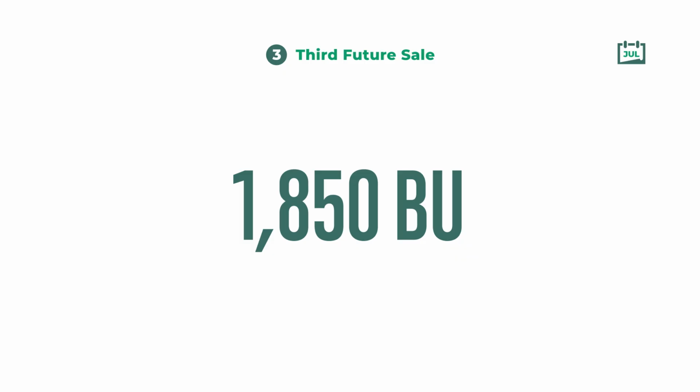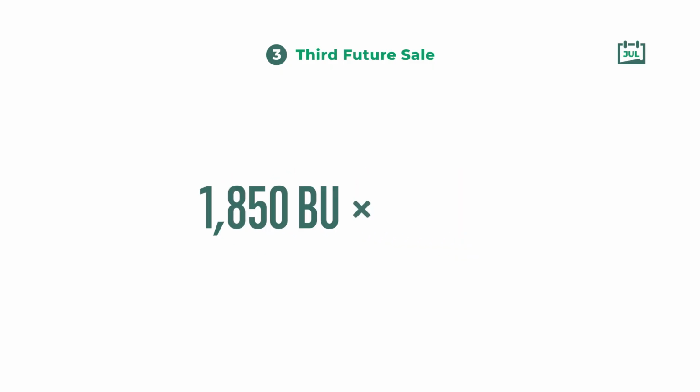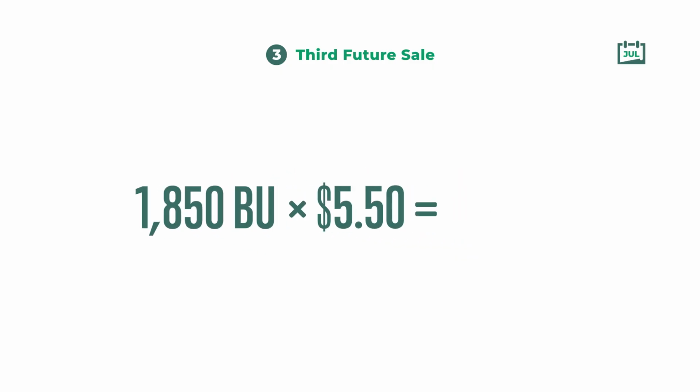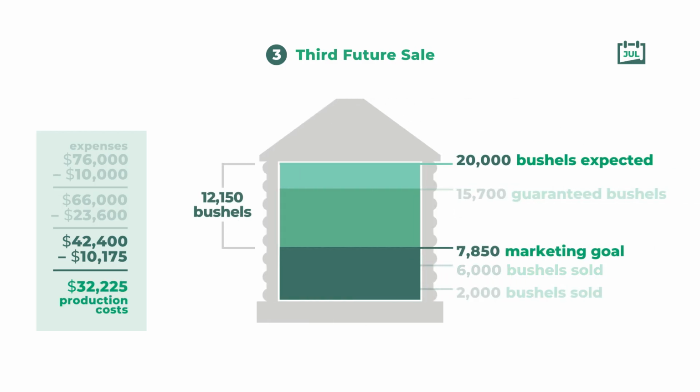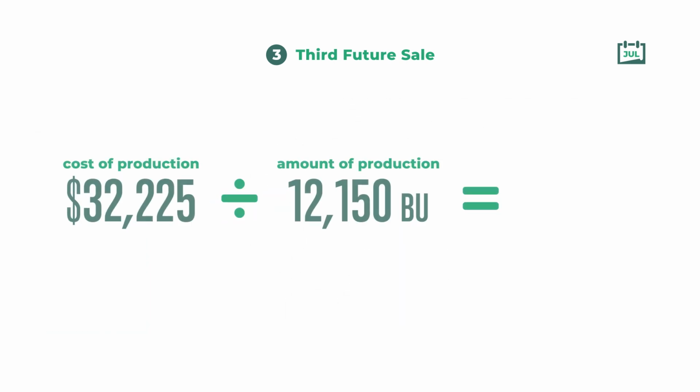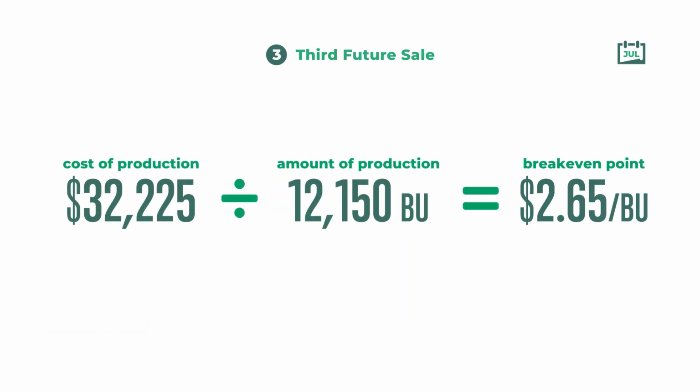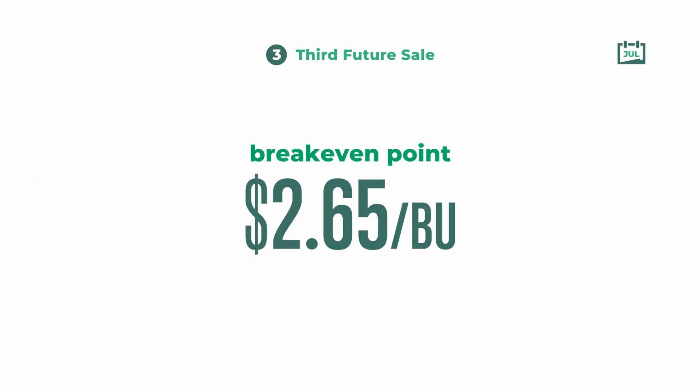To reach your goal of forward contracting 50% of your guaranteed bushels, you decide to contract 1,850 bushels to deliver in December at $5.50, giving you a total of $10,175 in sales. Your total cost to cover comes down to $32,225, with 12,150 bushels left and an adjusted break-even of $2.65. At this point, if you sell your remaining bushels above $2.65, you'll still be making a profit.